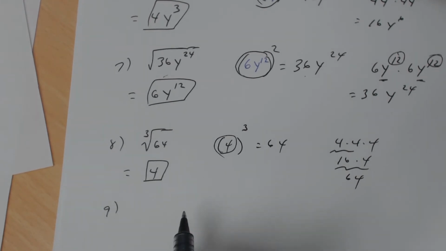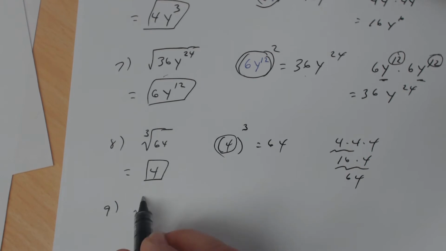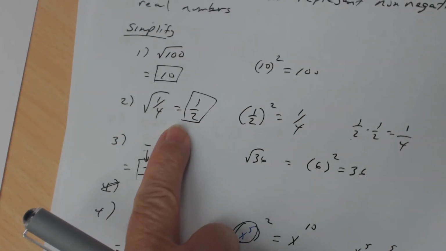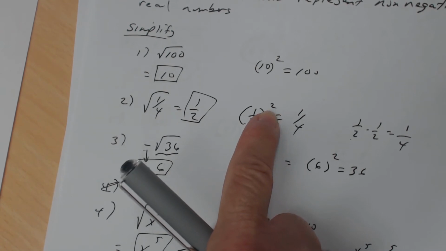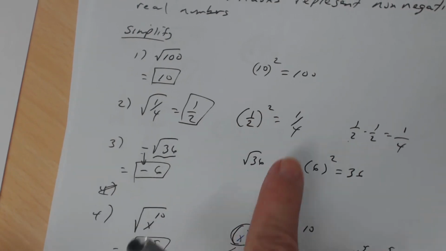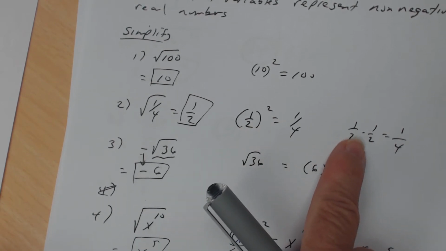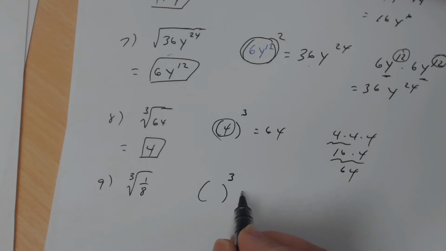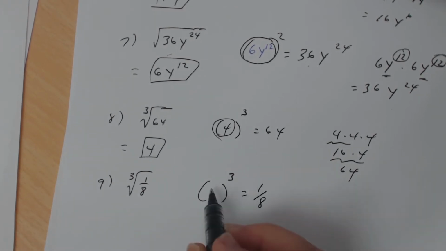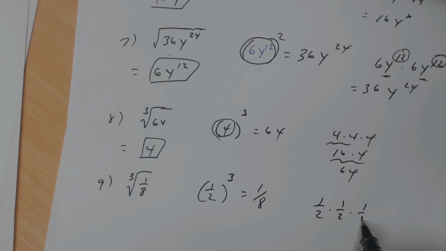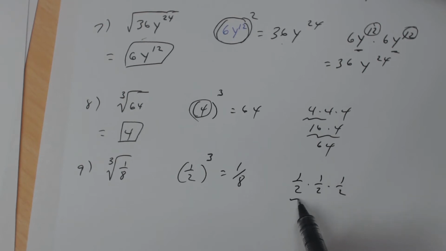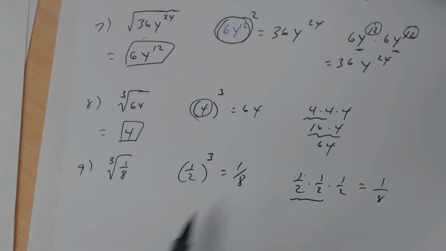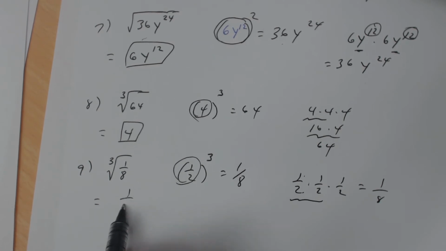Okay, number 9. Suppose you had the cube root of 1/8. All right. So a while ago we did one where we had the square root of 1/4. So notice my index was 2, so I use the exponent 2. And so we asked ourselves, what fraction times itself twice is 1/4? And we saw it was 1/2. So here, same thing. What fraction times itself 3 times is 1/8? So if you said 1/2, you're correct. So let's check it. 1 times 1 times 1 is 1. 2 times 2 is 4. 4 times 2 is 8. All right, so you get 1/8. So this is your answer. So the cube root of 1/8 is 1/2.